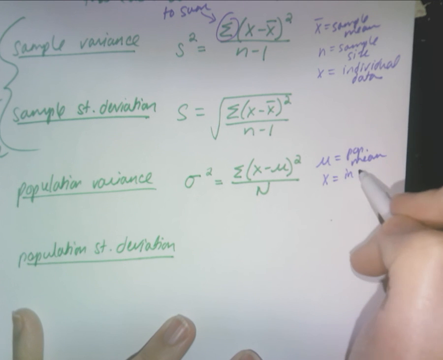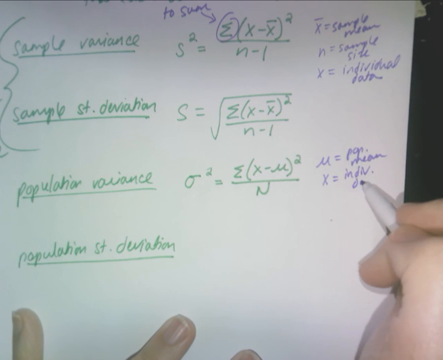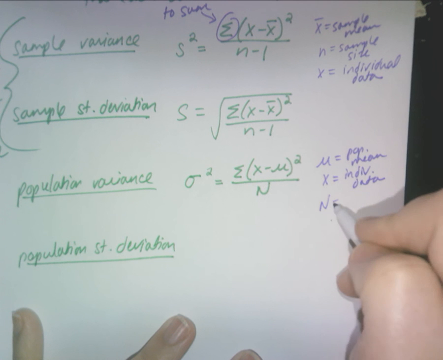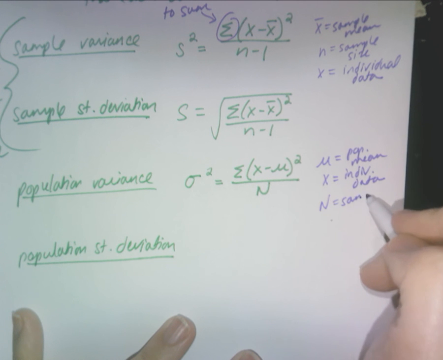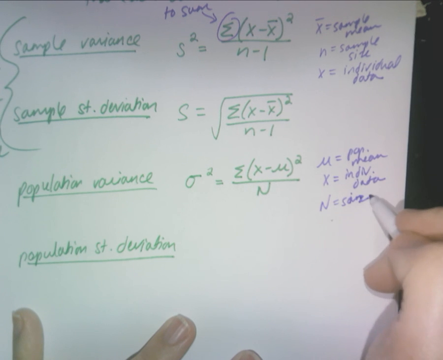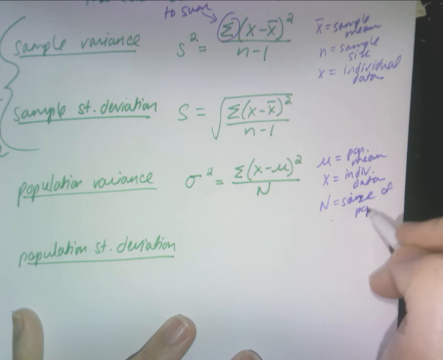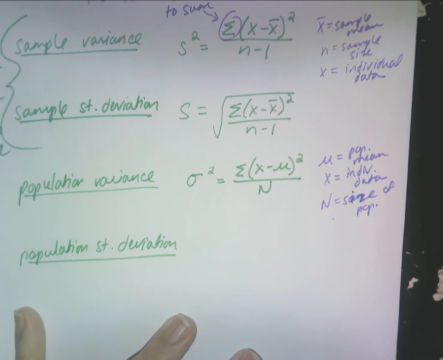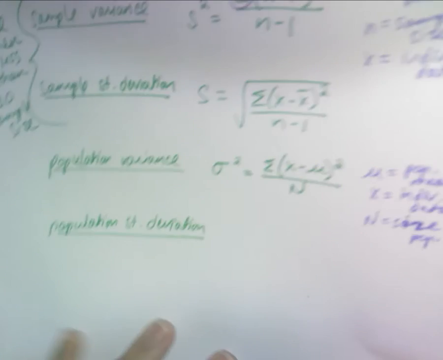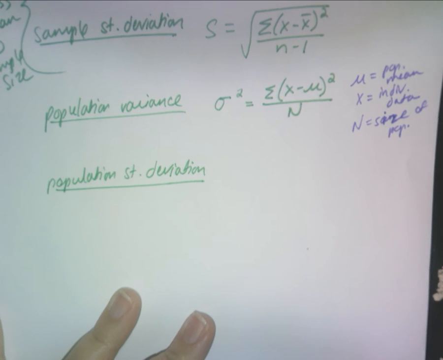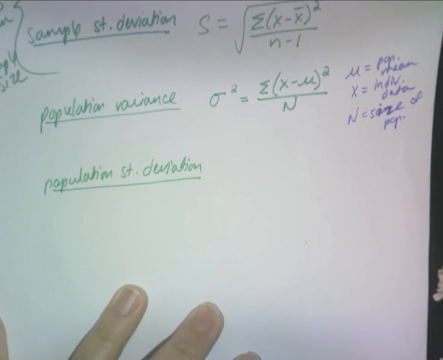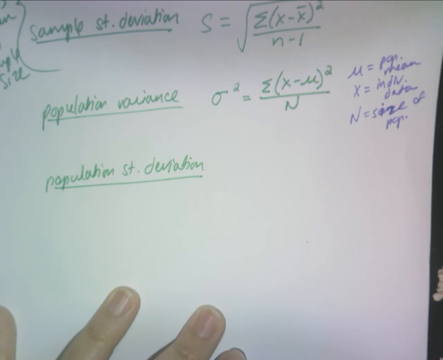X, well, that's that individual data again. And N is your sample or the size of your population. Which could be crazy. You're like, what? There's a size of the population? Yes. Again, your population can change from like MCA students to just the boy MCA students, that kind of thing. So that's why your population can be different.